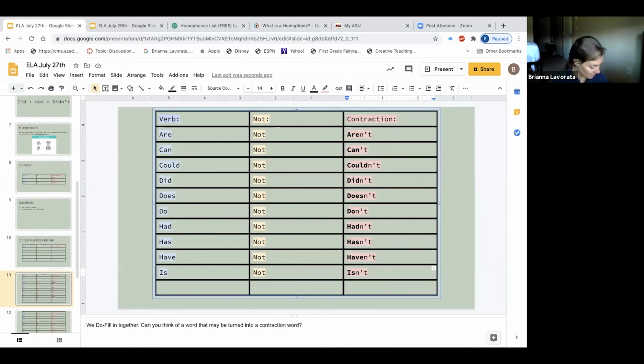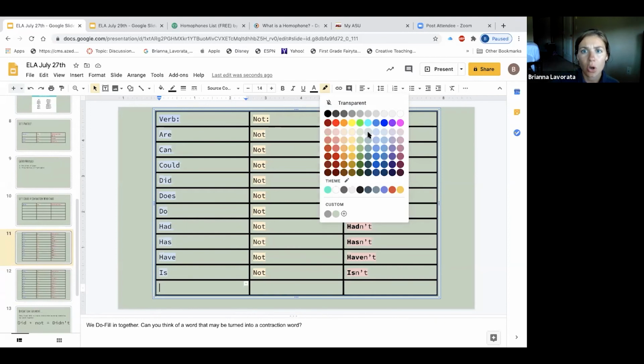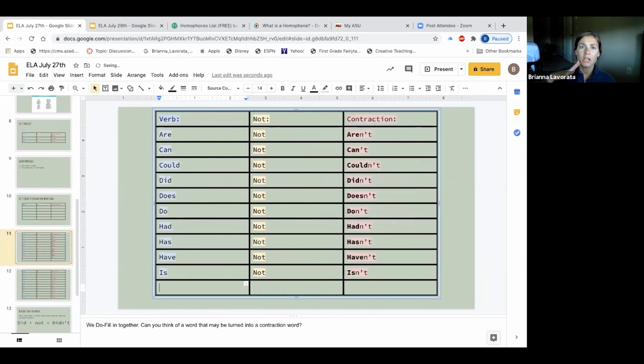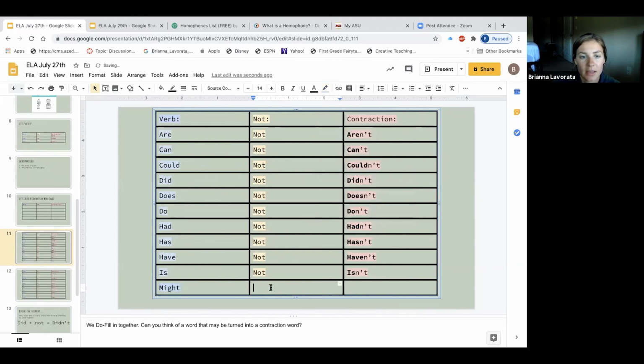Now I want you to think of a word on your own that may be a contraction word. I want you to think of one last word here. If you're having trouble, that is okay. Just think of any word. It could be she, it could be he, right? There are so many words that become contraction words. I'm going to use the word might. I want to use the word might and say might not.